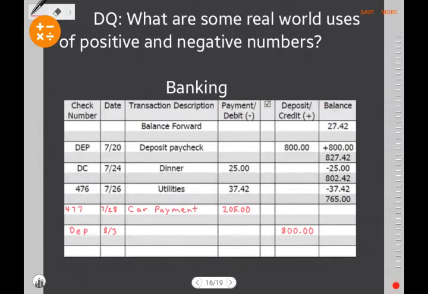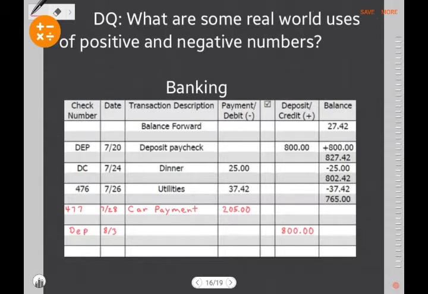And finally, we have the balance column. A checking account balance is the amount of money that is available in your bank account. So in this case, they've done a balance forward of $27.42 from the previous page of the registry.